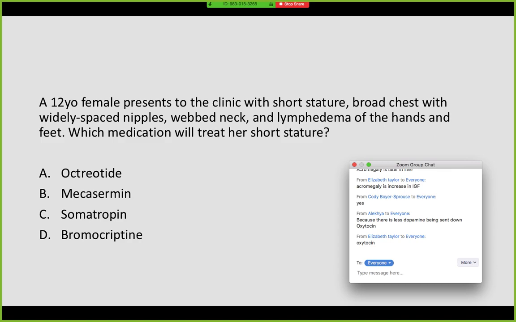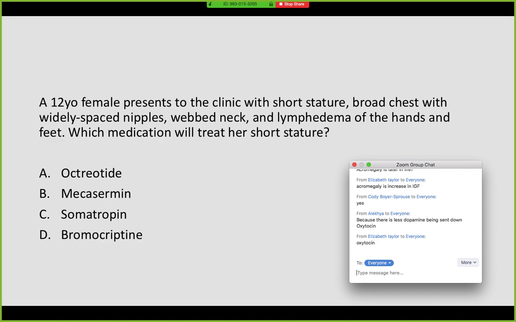So a few questions here. A 12-year-old female presents to the clinic with short stature, broad chest with widely spaced nipples, webbed neck, and lymphedema of the head, hands, and feet. Which medication will treat her short stature? So what am I describing in this question stem? Like what disorder?